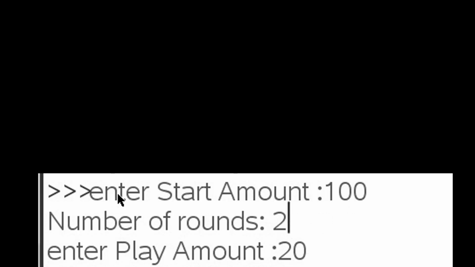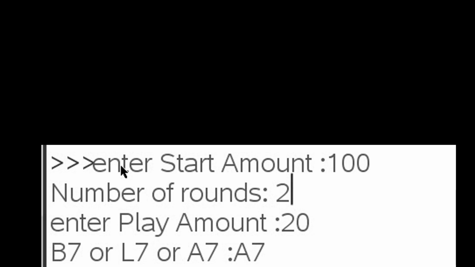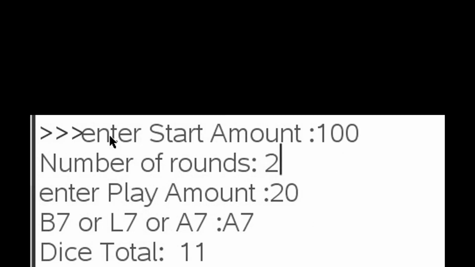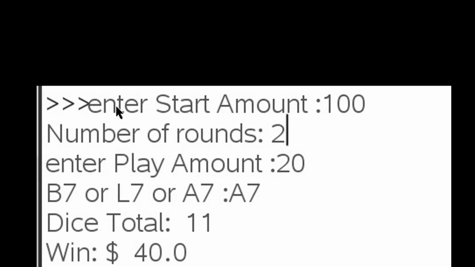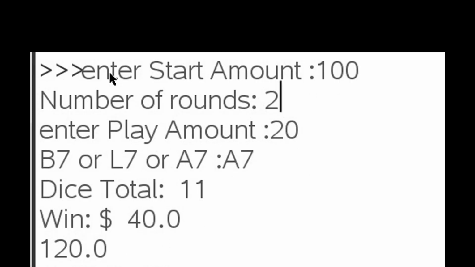We'll just start with $100. Let's play small, and I'm going to play 2 rounds. I'm going to put $20 initially, and I'm going to put above 7, and oh, I win because the total is 11, so my amount has become 120. I put 100, I took 20 from there, so my balance was 80, and then I won 40, so I'm back to 120.